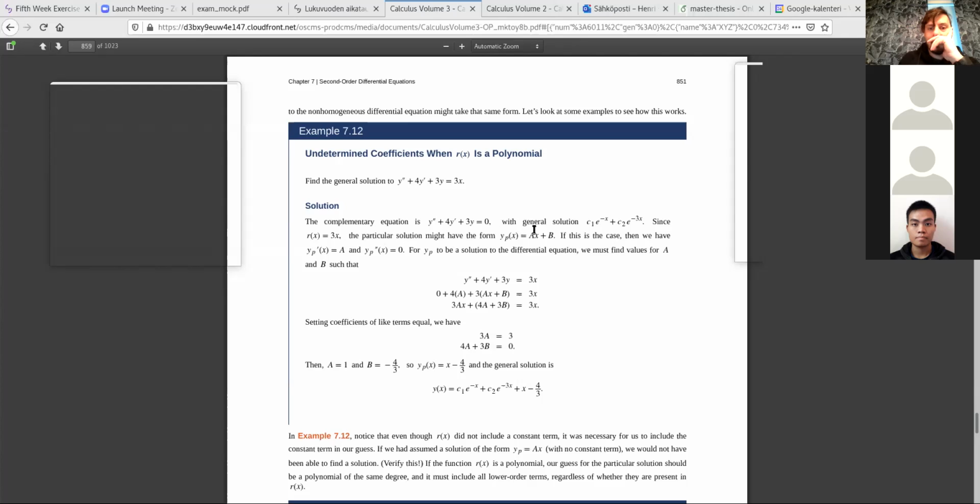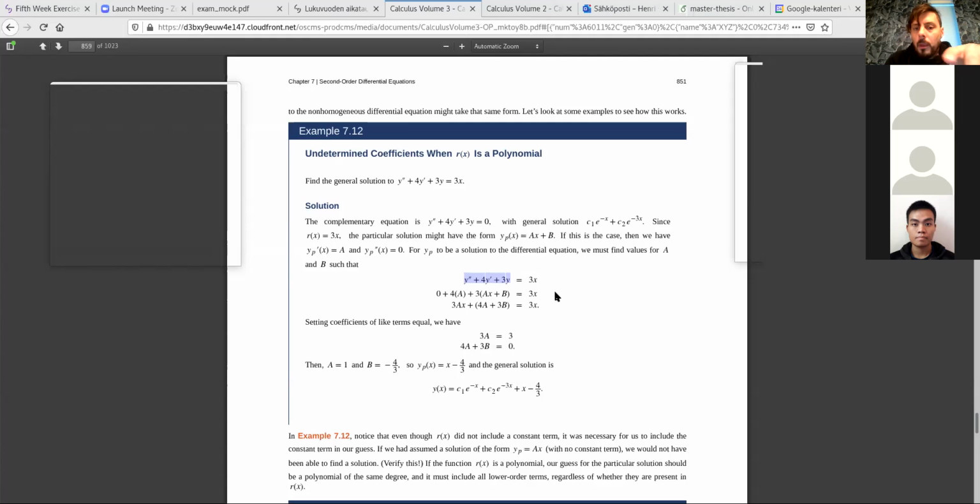Then we find that its derivative is a, and the second derivative is 0, and we put this into the left-hand side and try to see if it makes 3x. And we have two unknowns, a and b. And just like when we transformed the rational function into partial fractions, the same thing we can do here.